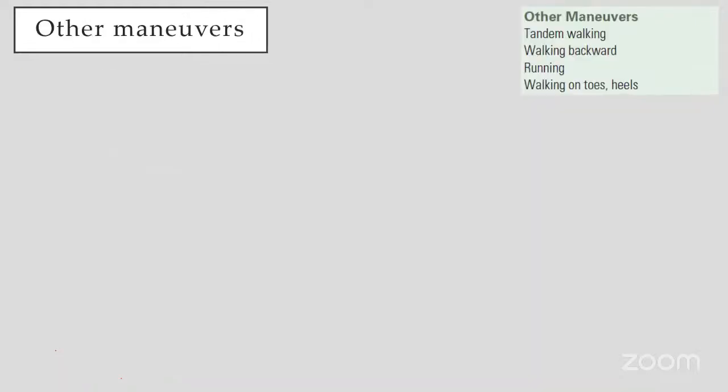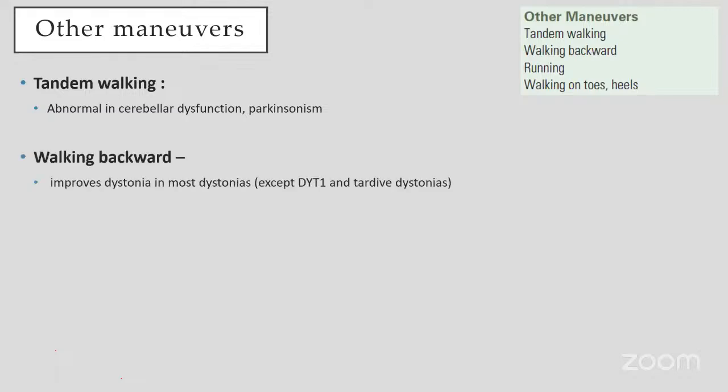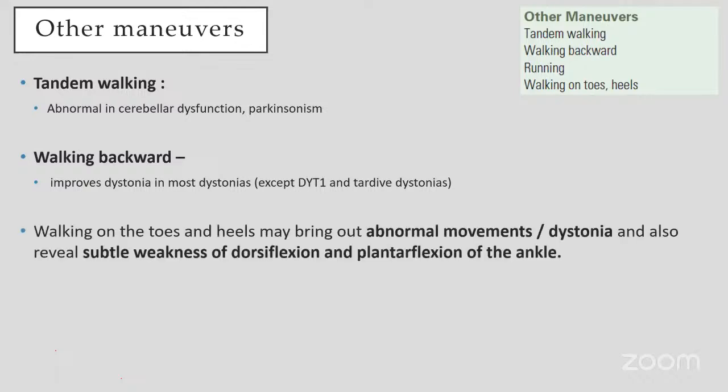Moving on to other maneuvers, that is tandem walking, walking backward, running, and walking on toes and heels. Tandem walking is abnormal in cerebellar dysfunction, Parkinsonism. Walking backward improves dystonia in most dystonias except for DYT1 and tardive dystonias. Walking on toes and heels brings out abnormal movements or dystonia.